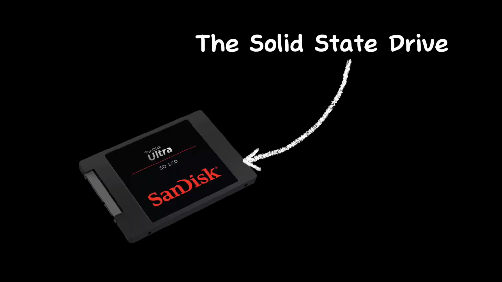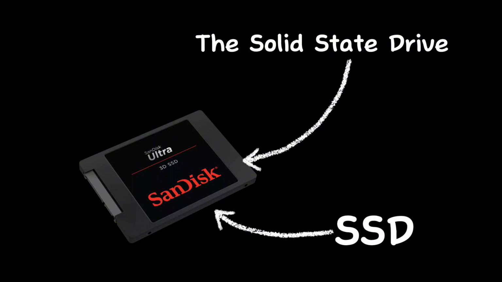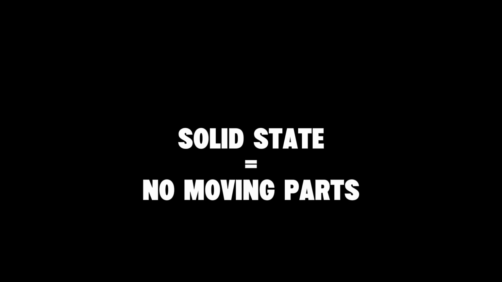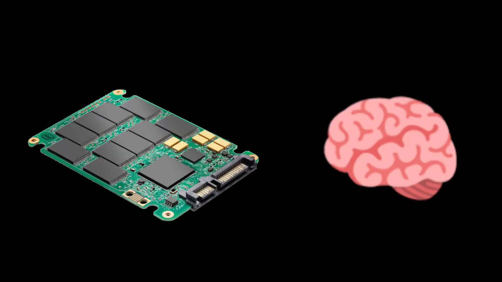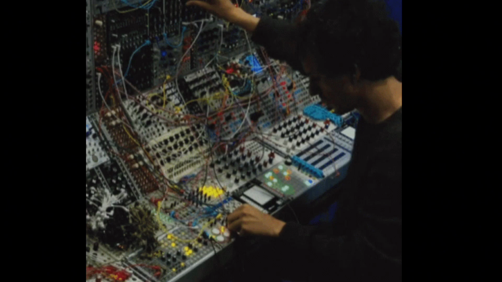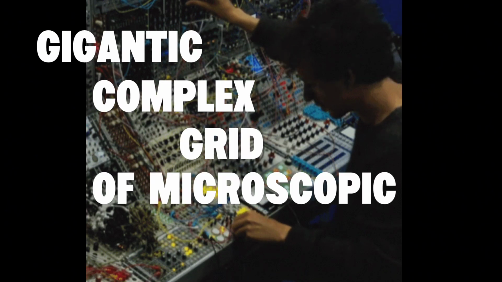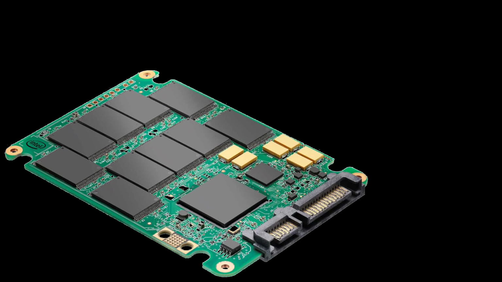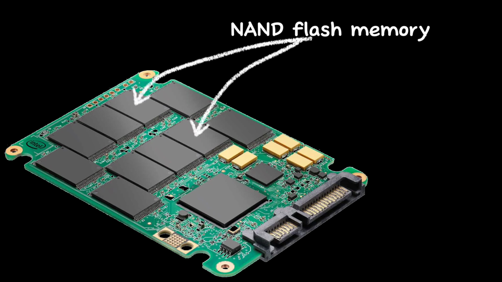Part 3. The new kid, solid-state drives, SSDs. Now, let's talk about the new hotness. The solid-state drive, or SSD. These are in most new laptops, phones, and gaming consoles. The name solid-state literally means it has no moving parts. It's all electronic. Forget the record player analogy. An SSD is more like a gigantic, complex grid of microscopic light switches that can remember their position even with the power off. Inside an SSD are memory chips called NAND flash memory.